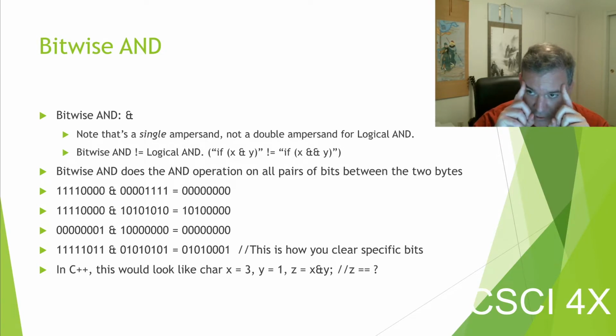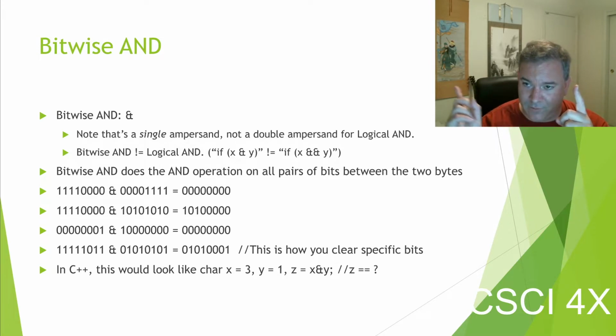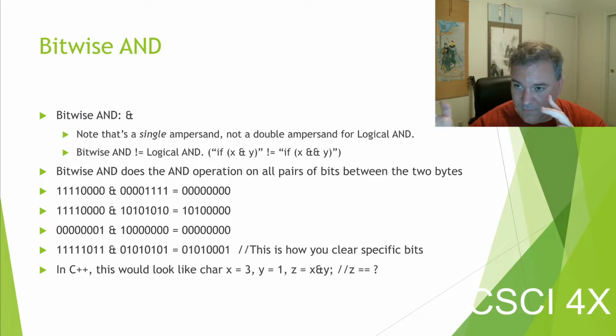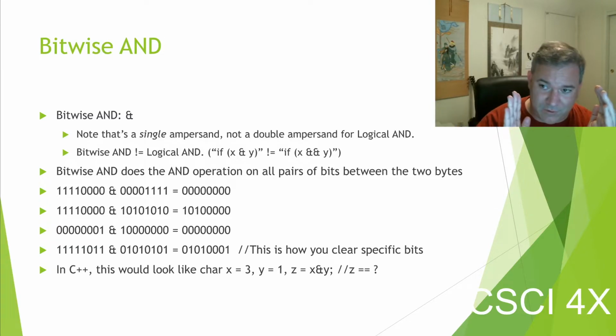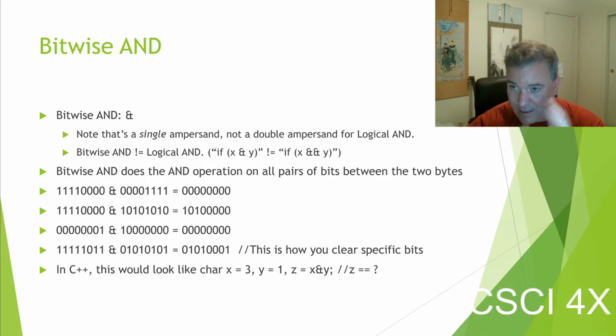The first bits of each char are ANDed together, and the result is returned. The second bits of each char are bitwise ANDed together, and the result goes into the second bit. The third bits from the two inputs are ANDed together, and the output goes into the third bit of the output. So, for example, if you have one char that has 11110000, and the second char is 00001111, the first bit of each are ANDed together. 1 is true, 0 is false. True ANDed with false is false. True ANDed with false is false. And then false ANDed with true is true. False ANDed with true is true.